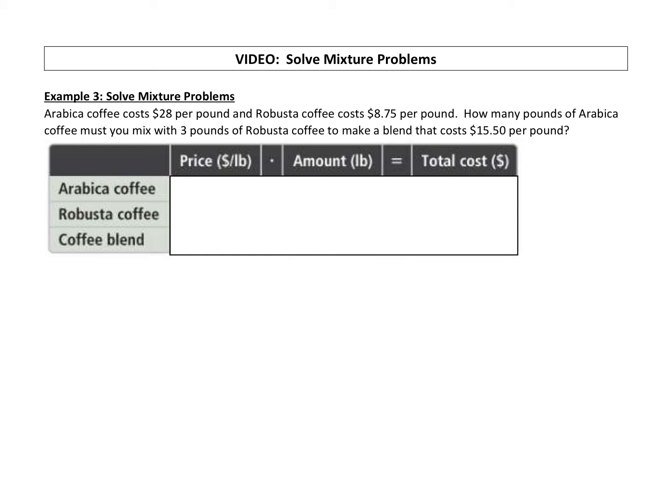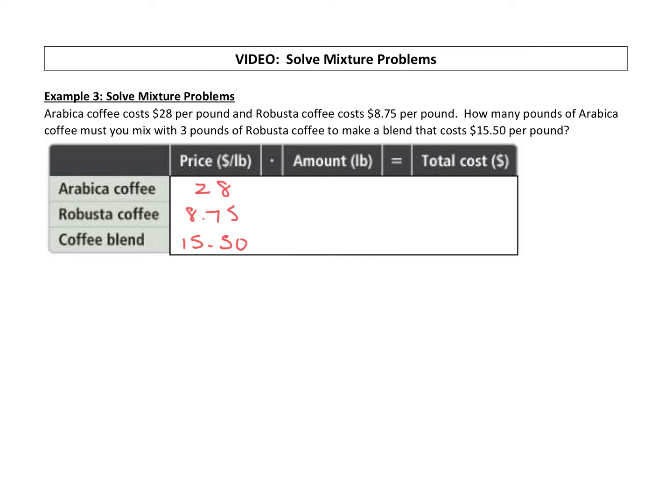We've got a nice little table here to fill in. So we've got our Arabica coffee. How much is that per pound? They gave us that amount. They said that was $28 per pound. The Robusta coffee, they told us how much that one was. That one is $8.75 per pound. And then what we're trying to find is a blend of these two that will cost $15.50 per pound. So I just filled in that first column. They gave us all that information, which is nice.